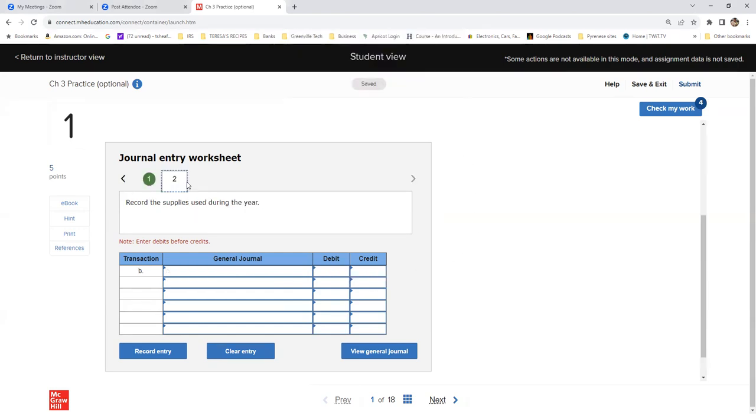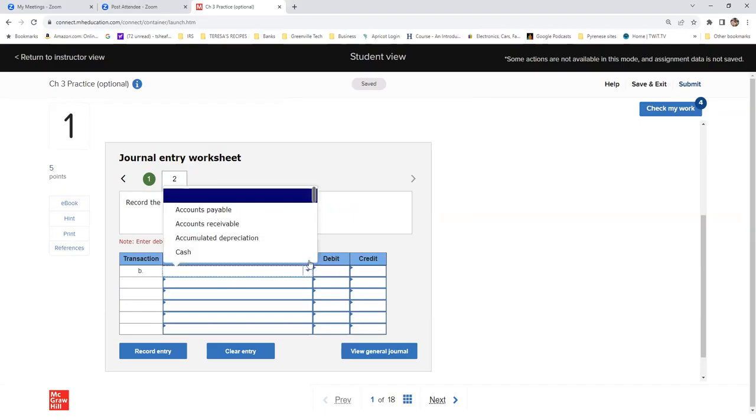Okay, next. We have to record the supplies that were used during the year. So we had $5,000 of supplies at the beginning of the year. We bought another $2,000, so that brings us up to $7,000. And then we're going to subtract our ending inventory of $800. And that's going to show that we used $6,200 in supplies. So our debit is going to be supply expense.